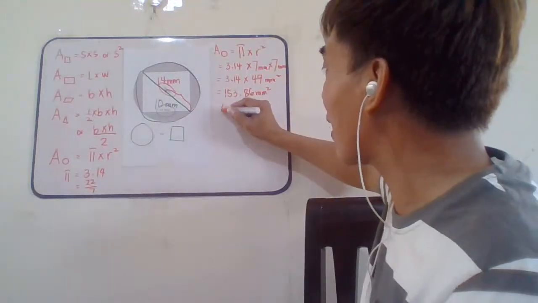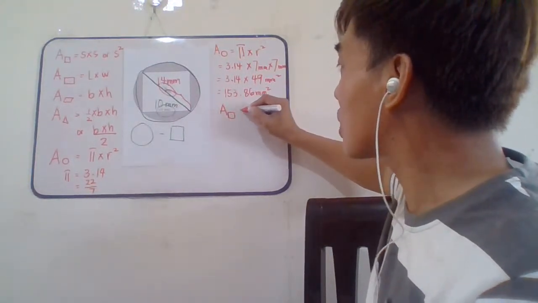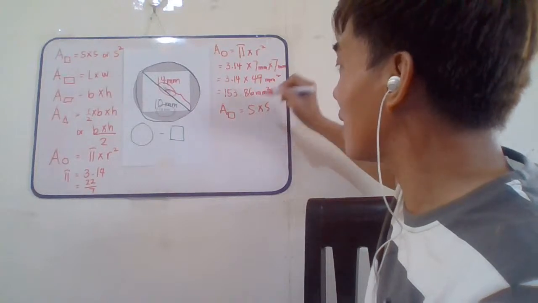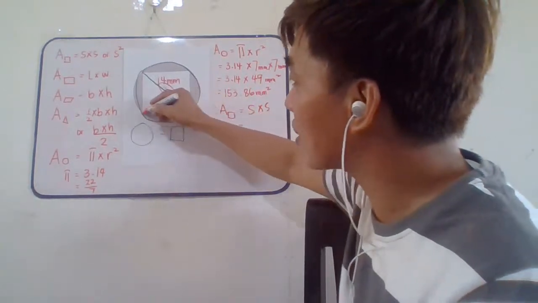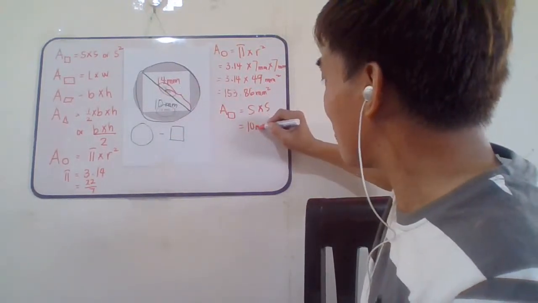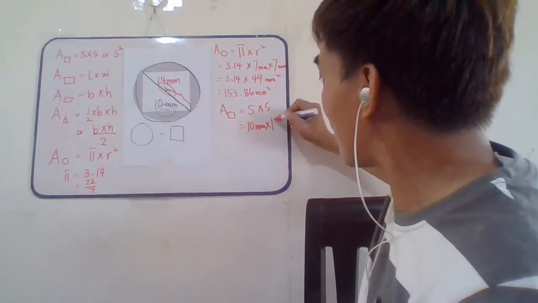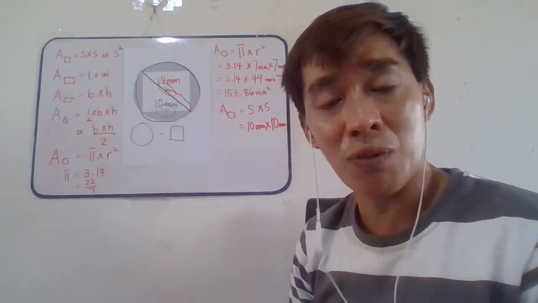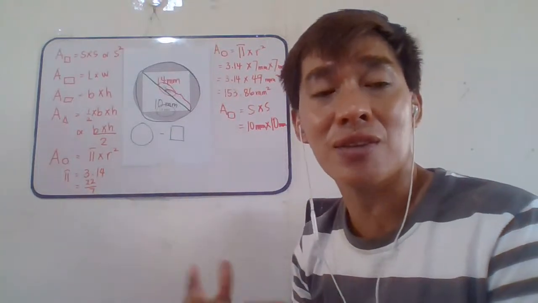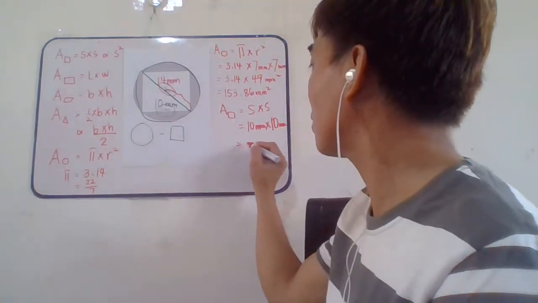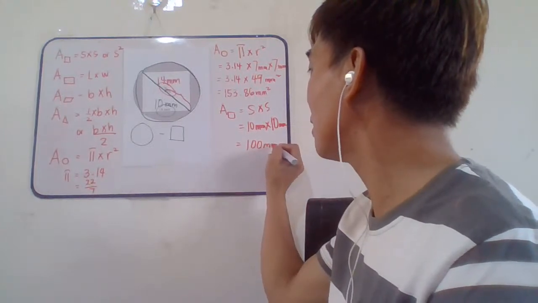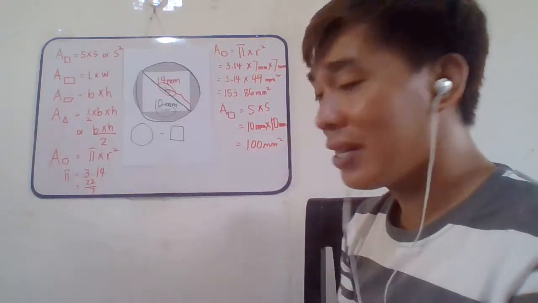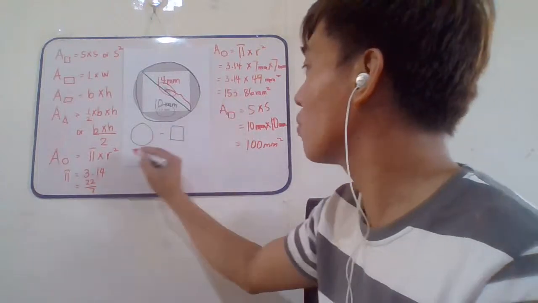Now we will get the area of the square. Square is side times side, or side squared. The side of this square is 10 millimeters times another side. Of course, because it is a square, the sides are the same. If one side is 10, the other side is understood to be 10. So that will give us 100 millimeters squared.